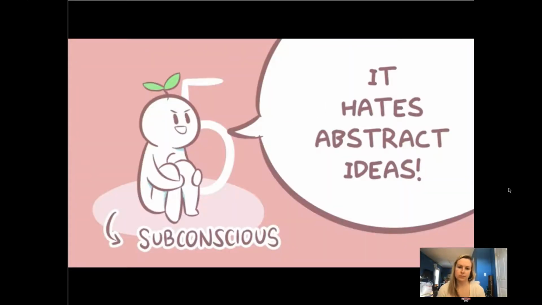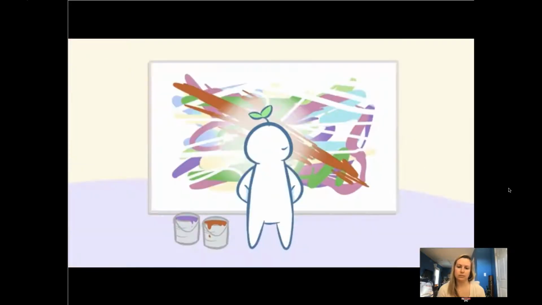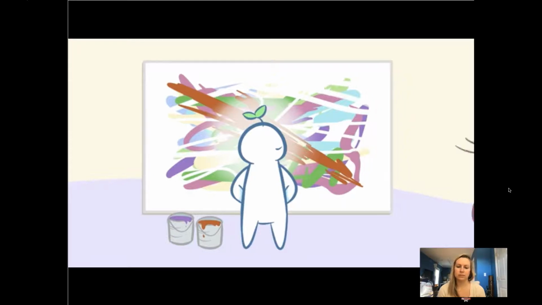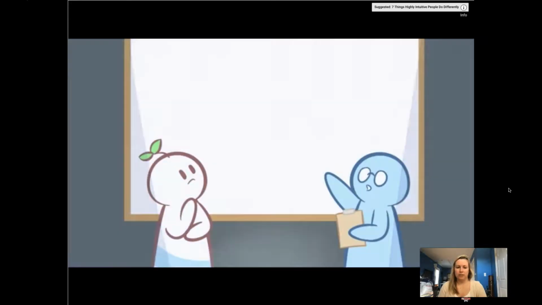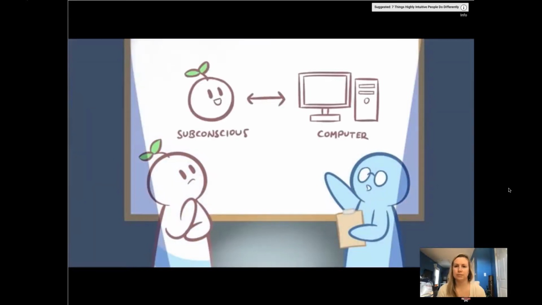5. It hates abstract ideas. Your conscious brain loves to think in abstract terms. It relishes any opportunity to form new opinions or tackle hypothetical problems. But your subconscious is exactly the opposite. It hates abstract thinking. Many experts compare the subconscious mind to a computer because it doesn't understand anything abstract.